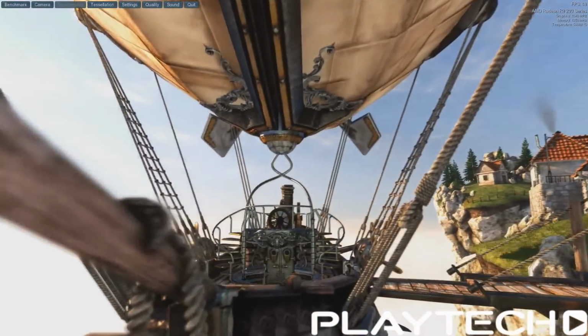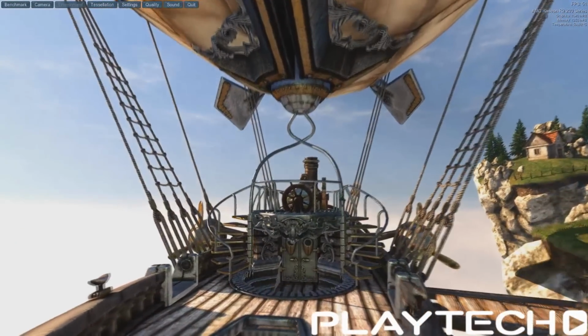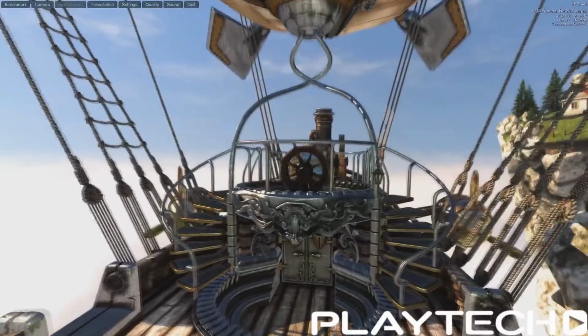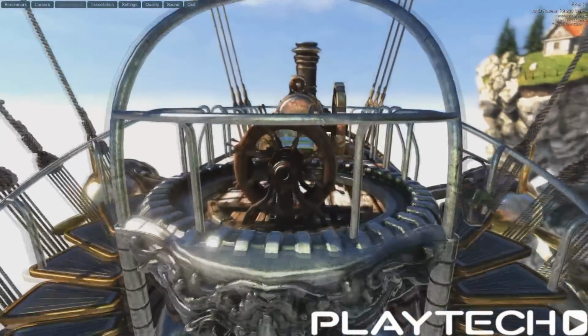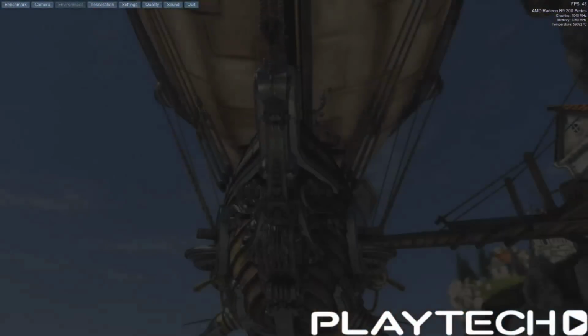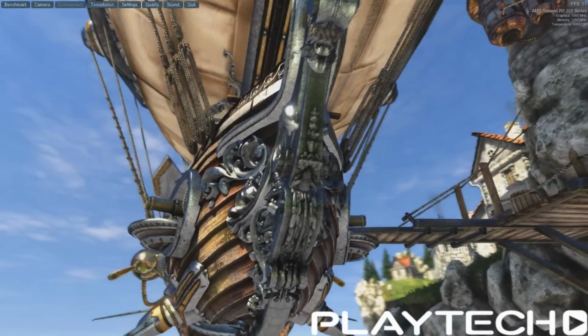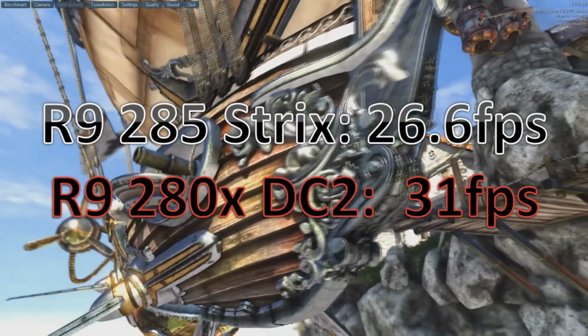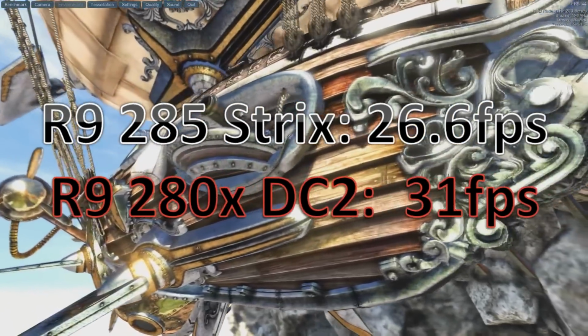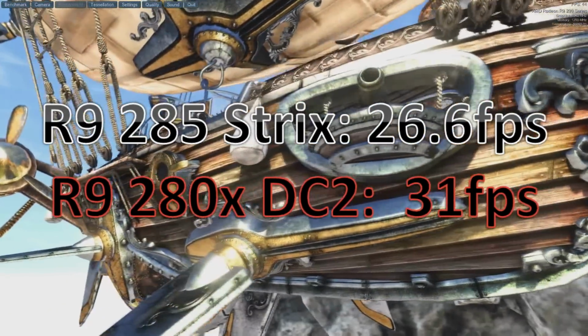Now let's do Heaven again, this time in OpenGL, once again everything maxed out, 1080p. The R9 285 Strix scored 26.6 frames per second average. The DirectCu2 280X scored 31 frames per second average. So, quite interesting there.